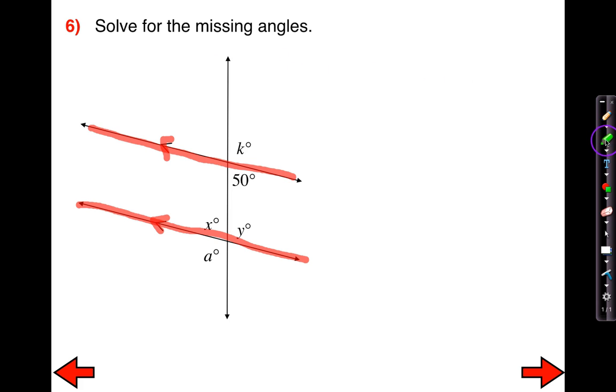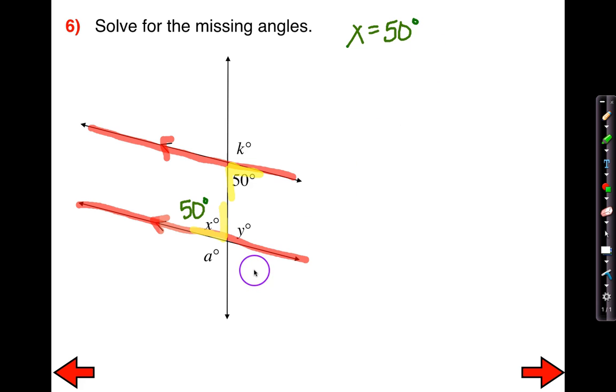Well, it looks like the only angle they gave us was this right here, which is 50 degrees. Notice if you look on the inside of the parallel lines, this here is the alternate interior angle to 50. So since these are alternate interior angles, I know the measure of angle X has got to be 50 degrees because alternate interior angles are congruent. So I'm going to go ahead and write X equals 50 degrees.